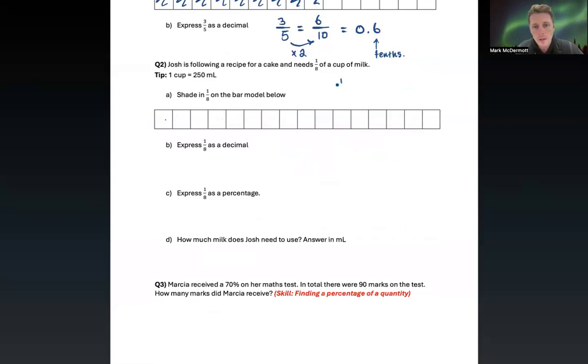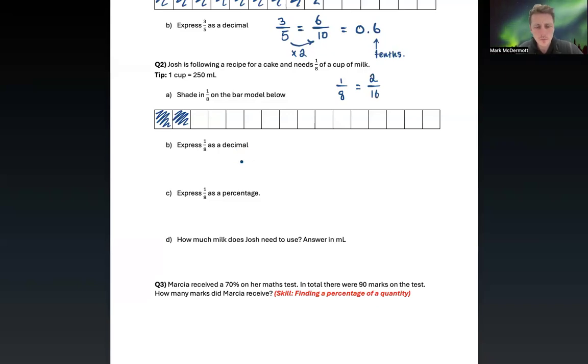So we need 1/8 to be the same as something out of 16. Well, to get from 8 to 16, I multiply by 2. So I have to multiply the top by 2. So I'm going to need 2/16. And so I'm going to shade in that one, and I'm going to shade in that one there. So that would give me 1/8 of the bar model shaded in. Okay, the next one, express 1/8 as a decimal. So this might be a little bit more challenging.